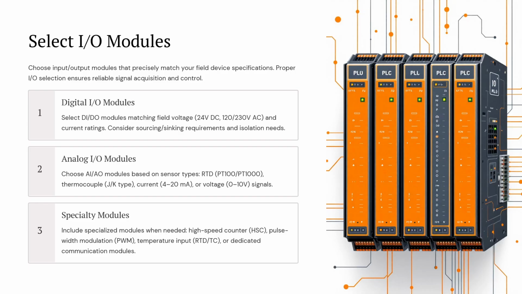The next one, select the IO module. In this step, we have to select the IO modules according to our signal type. Digital inputs and outputs depend on the voltage and current. The analog module should match the sensor, such as RTD, 4 to 20 milliamp transmitter and 0 to 10 volt sensors. If we require any special modules like high speed counter or any communication card, Modbus card, we can consider that as well in this step.